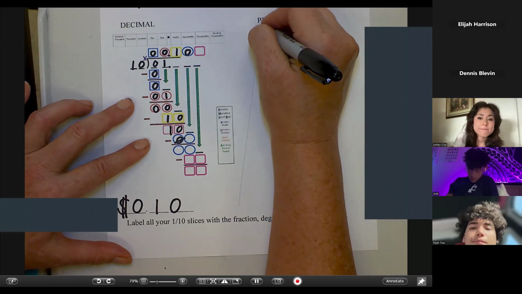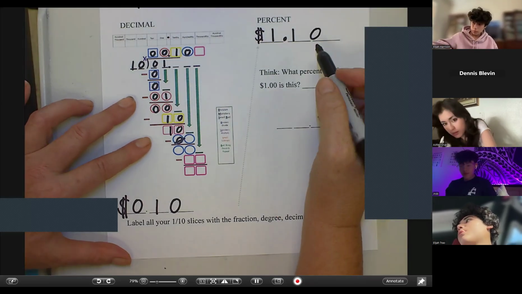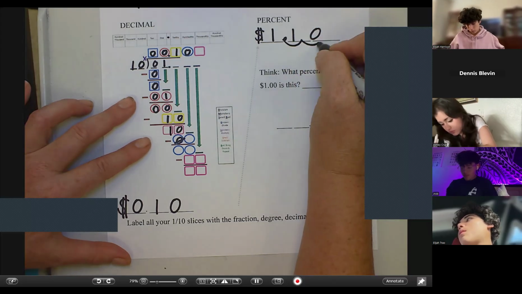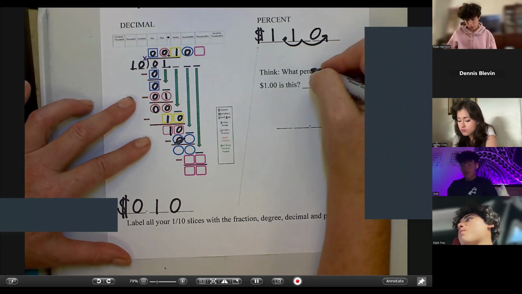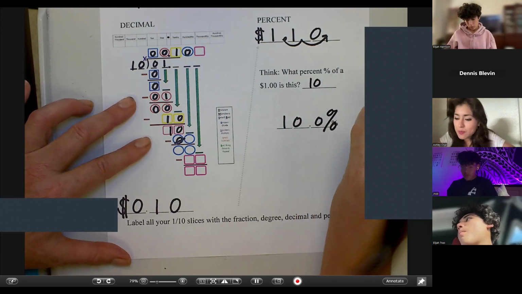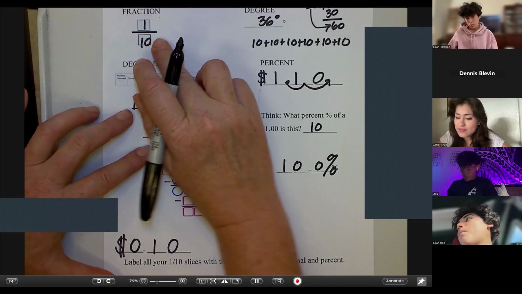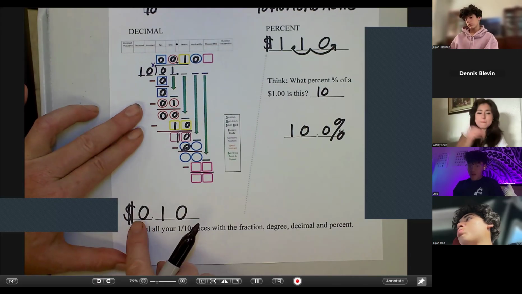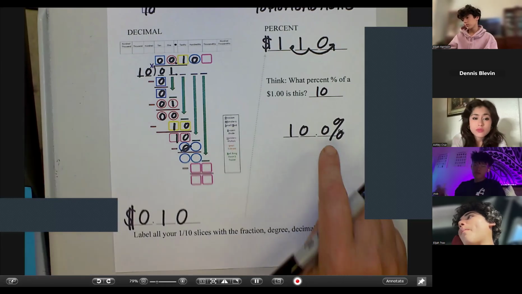So bring that 10 cents up here. Darken that decimal. Do the little bunny hop arrows. And that's going to be 10.0%. So 1/10 of a circle is 36 degrees. If you see that circle as a dollar, that's 10 cents. If you see that circle as percent, that's 10%.